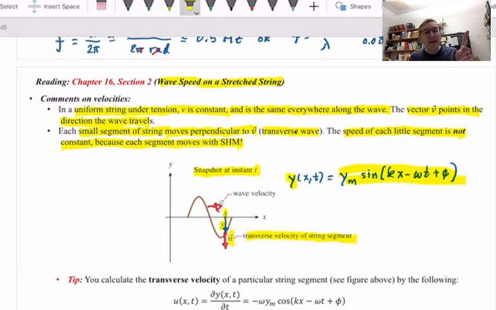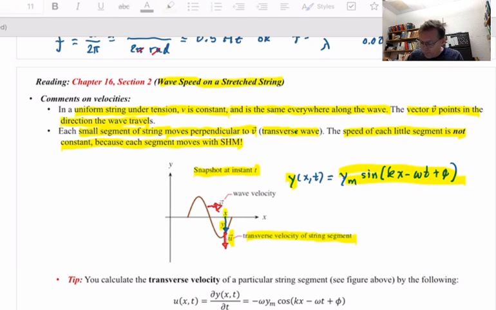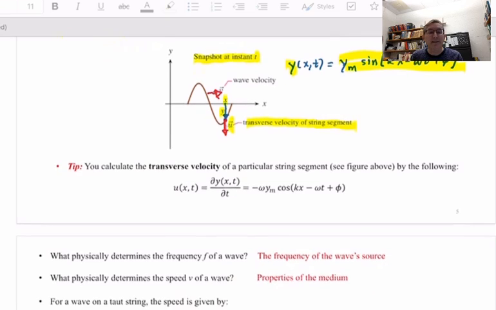Okay, so there's V and U, two different velocities. The wave velocity V, which is constant, and the transverse velocity of any particular piece of string, which is always changing. How do you calculate that U? Let's say you want to know what it is. How do you find it? All right, I'm going to tell you that next.